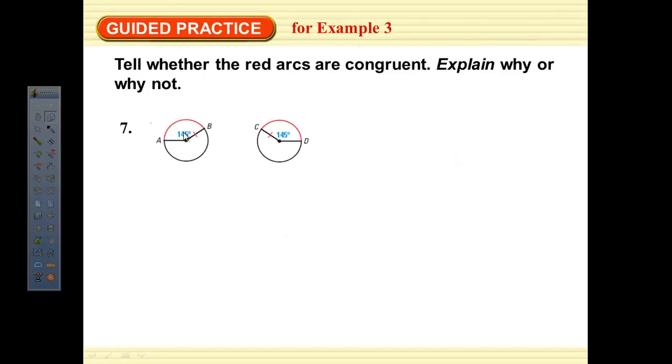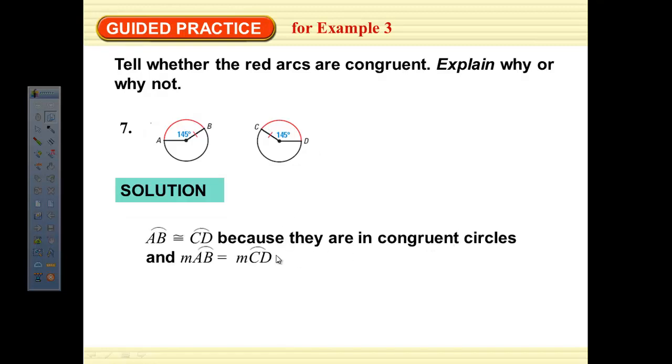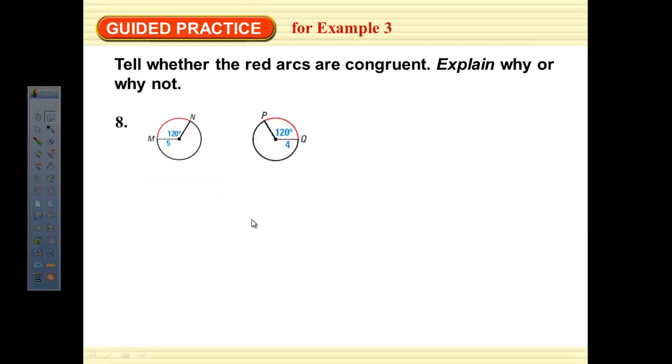Here's another one. Again, the central angles are equal, and the two circles are congruent because they have the same radius. So therefore, again, arc AB is congruent to arc CD. So they're in congruent circles, and the two arcs are equal.